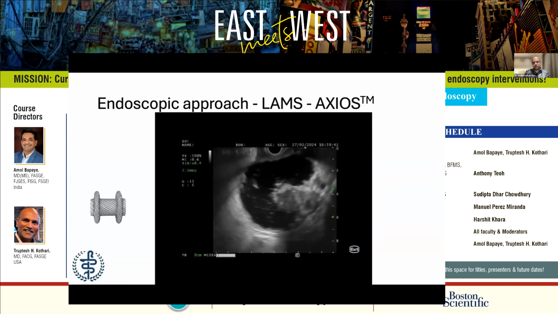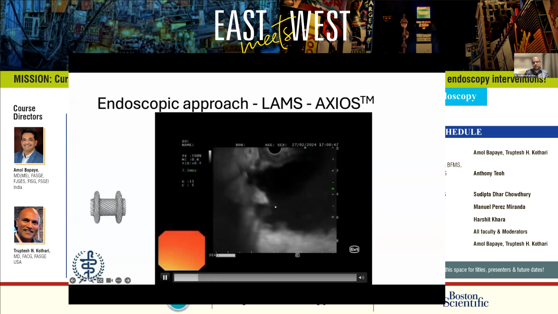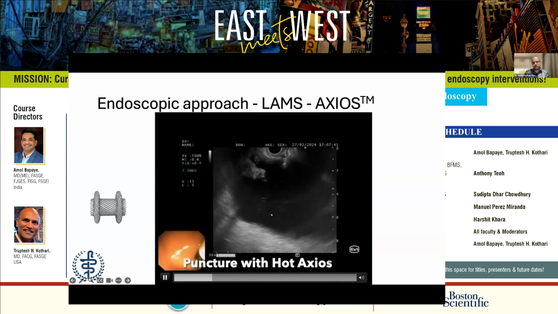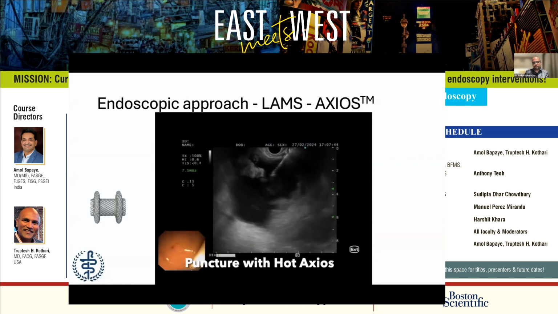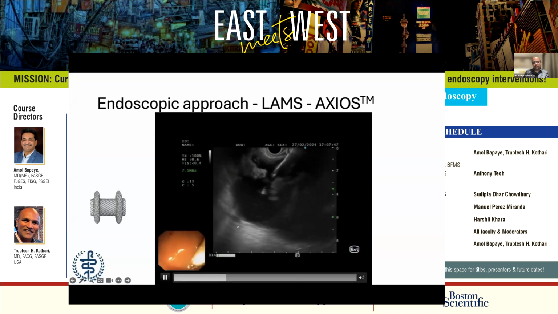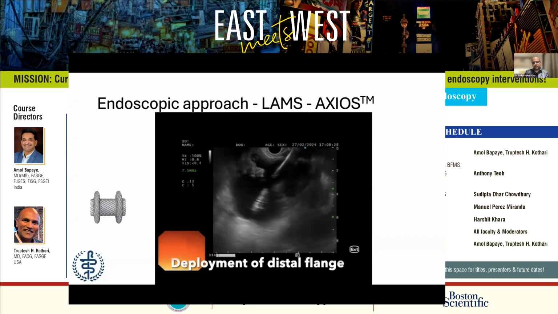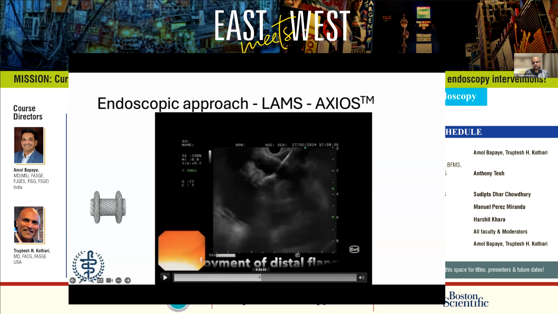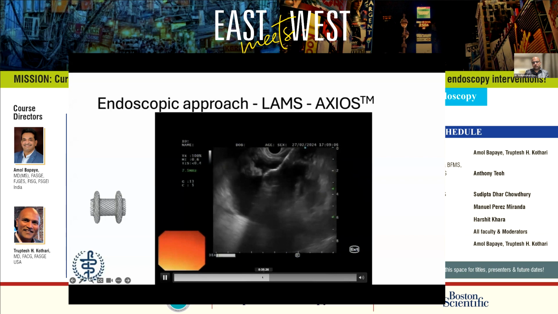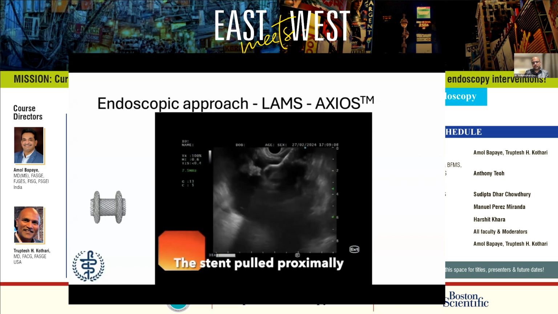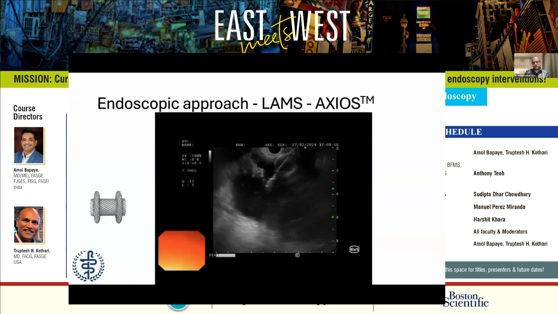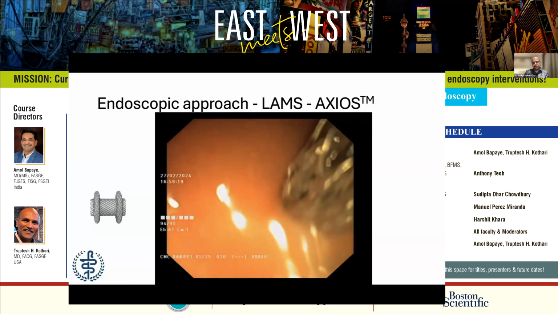So here you can see the wall of necrosis. And you can see that the necrotic material was extremely high, almost more than 50%. The size was around 6 centimeters. So the puncture was done directly with a Hot Axios. I'll just let the video run. And you can now start deploying the distal flange. Once the distal flange opens, the stent is pulled proximally so as to get a tenting of the distal flange. And the proximal flange is deployed within the scope channel itself and pushed out.